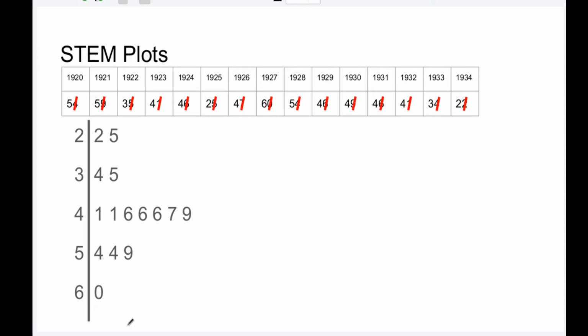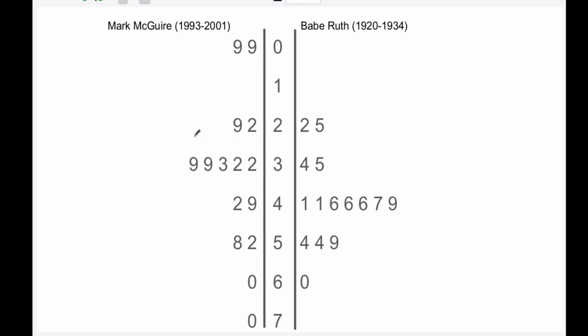We can also get a feel for the overall shape of the data and see that the most common result for Babe Ruth was to hit 40-some home runs in a season, with a maximum of 60 and a minimum of 22. Of course, some information that we lost is anything about the order in which those data points occurred. A nice application of the stem plot is the back-to-back stem plot.